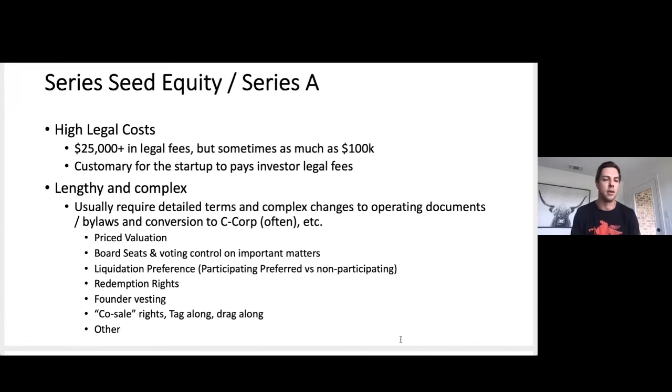And it's a mechanism so everybody's aligned. Things like co-sale rights and tag-along rights and drag-along rights are all pretty complex terms that really need to be understood and thought about very clearly.